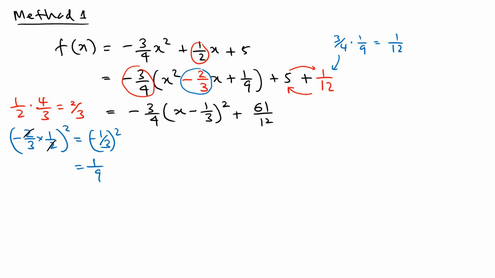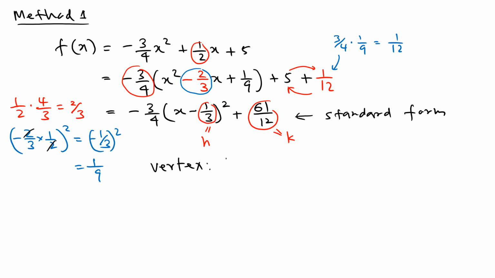So you can see that is the h term, which is equal to h, and that is the k, so this is equal to k, and this is in standard form. Good. So we can write everything we need. We can write the vertex, which is 1/3, 61/12. You can simplify that further. And then that's the vertex.